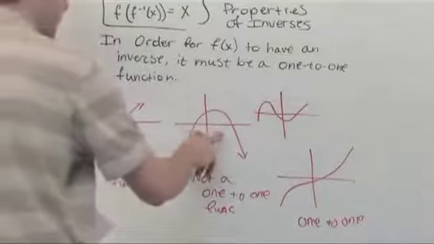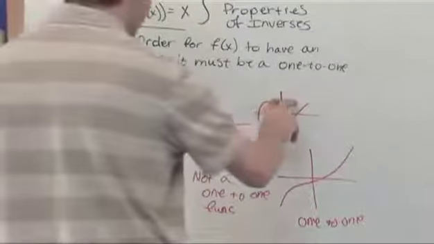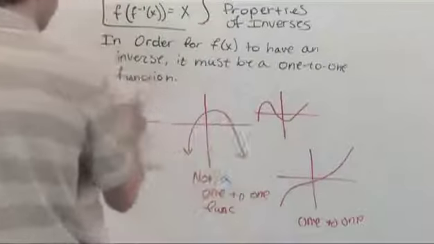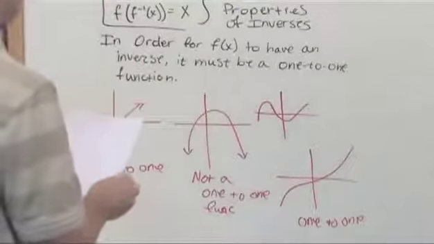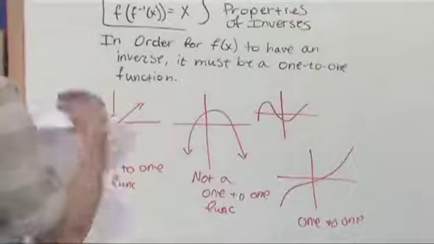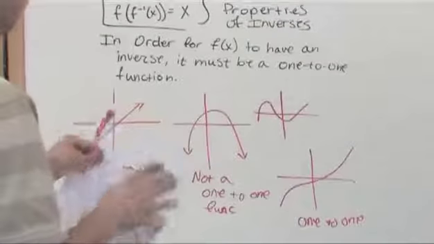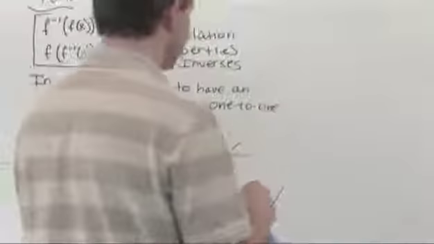So this function does not have an inverse. This function does not have an inverse. Only functions that are one-to-one and increase like that have an inverse, and I think you will see why that's the case here in a minute. What would an inverse function look like? Okay, what does an inverse function look like?